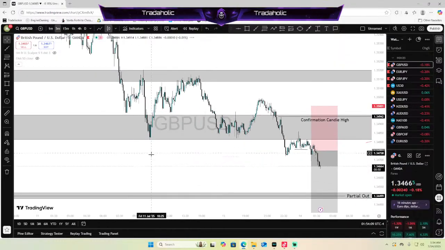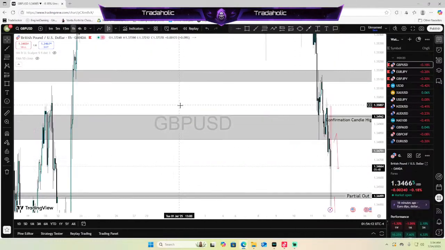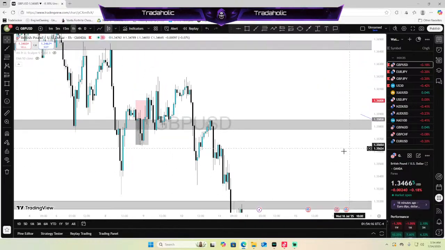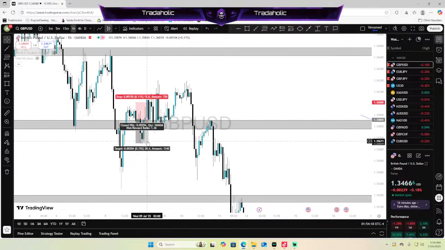So back here on this trade, I took sells here. I had about a 1-to-1 risk reward. I took partials, took 50% off, and then it stopped me out. This trade ended up being a break even, right?